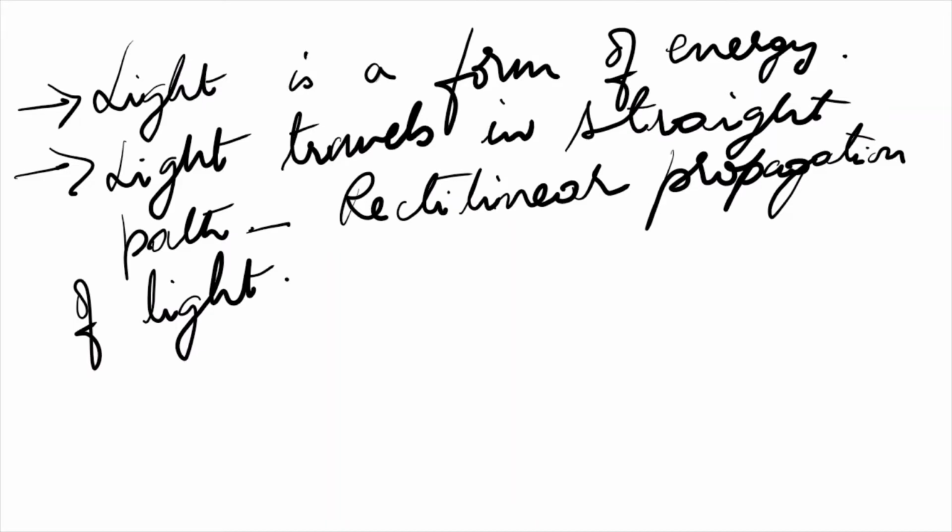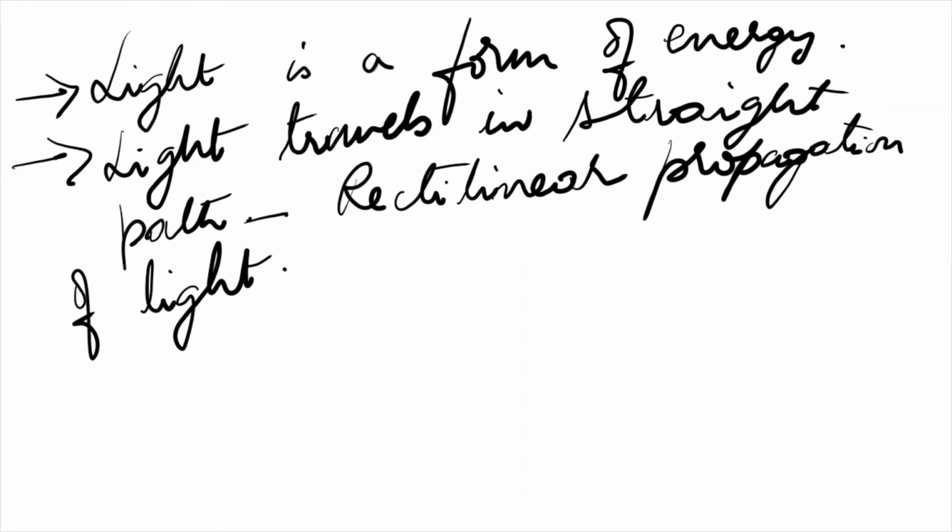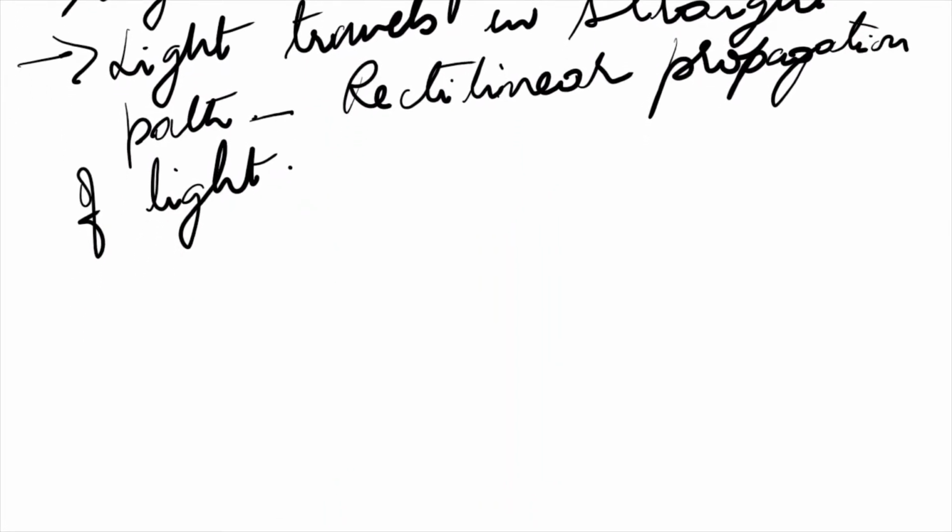Okay, we have also learned the formation of shadow. When light falls on an opaque object, the shadow of the object is formed. So now today we will learn what happens when light falls on a shining, smooth surface. Okay, for example, a mirror.